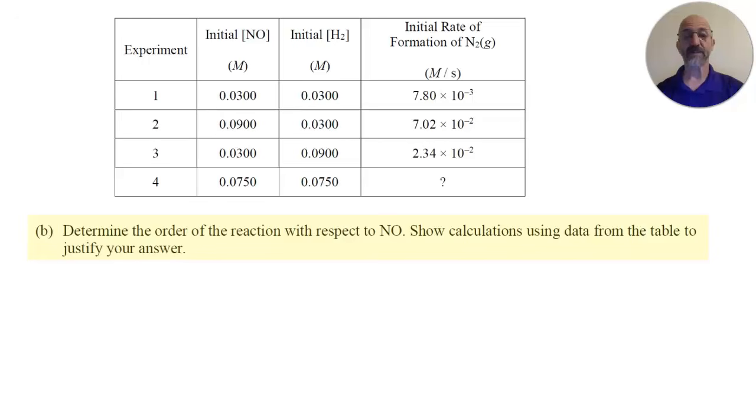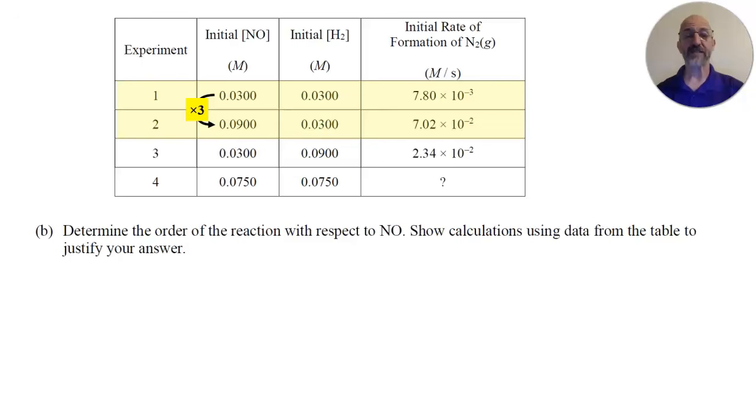So what I'm going to do now is compare experiments 1 and 2. The reason why I'm comparing experiments 1 and 2 is because, as you can see, it shows a change in the initial concentration of nitrogen monoxide while the initial concentration of hydrogen remains constant. So that means I can see how the change in the initial concentration of nitrogen monoxide affected the initial reaction rate. As we go from experiment 1 to experiment 2, the initial concentration of nitrogen monoxide has been tripled.